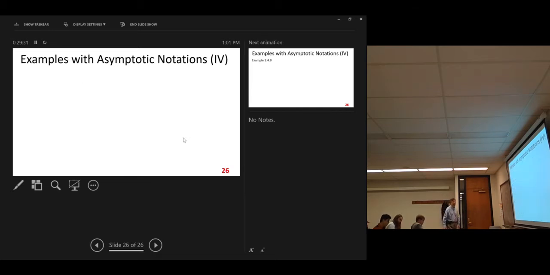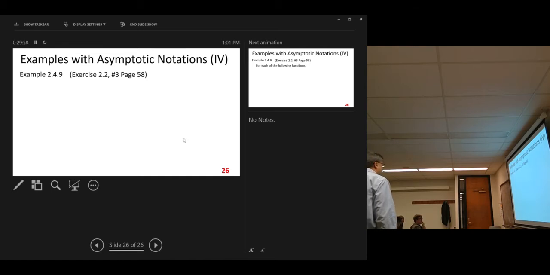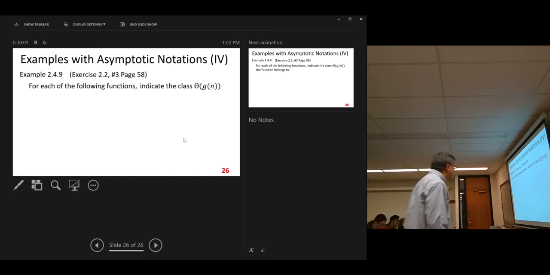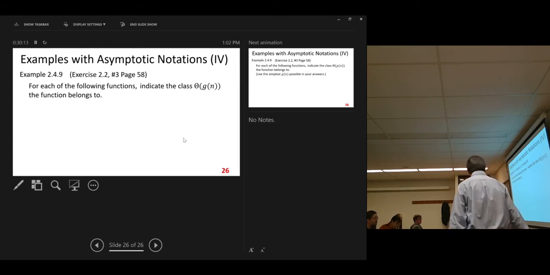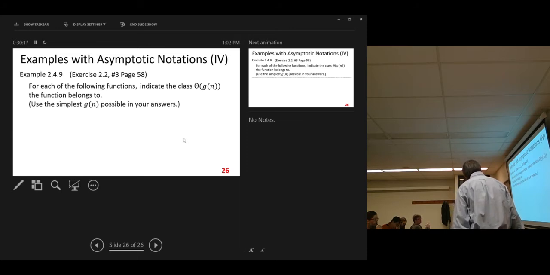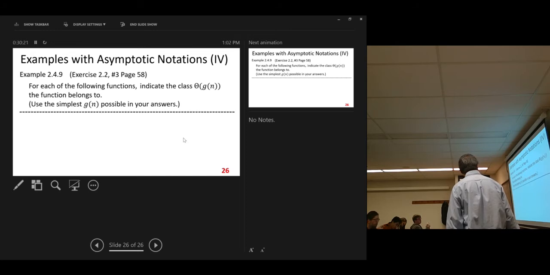Next, we have our last slide for this part. I try to give you more examples, probably the last, number 9, I do not know. This is from the textbook. For each of the following functions, indicate the class big theta of g of n. You need to find a g function the function belongs to, because below you will have A, B, C, D options. Use the simplest g function possible in your answers. Let's look at the questions.